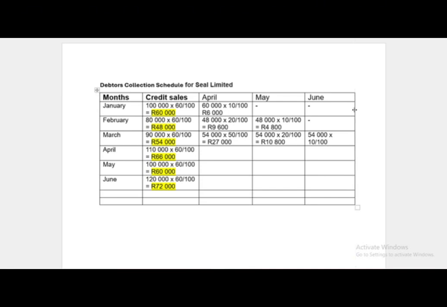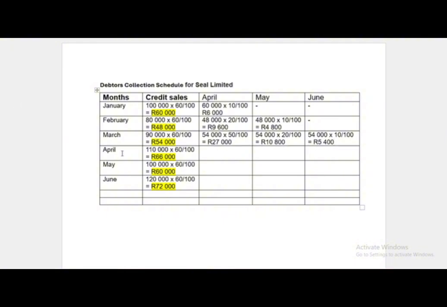Let's fix this one. And then it's equal to, let's see, let's put that on the calculator quickly. It's going to be 54,000 multiplied by 10 divided by 100, and then I'm getting 5,400. So I've collected for all except for March, because March is not part of the first 20%. It was not outlined because it's not part of our debtors collection schedule months. So now we are done with March.